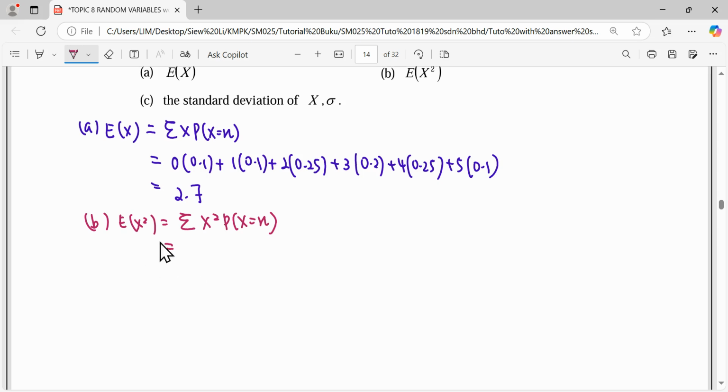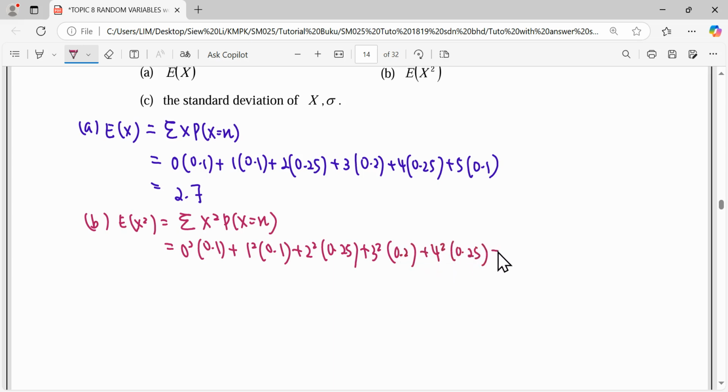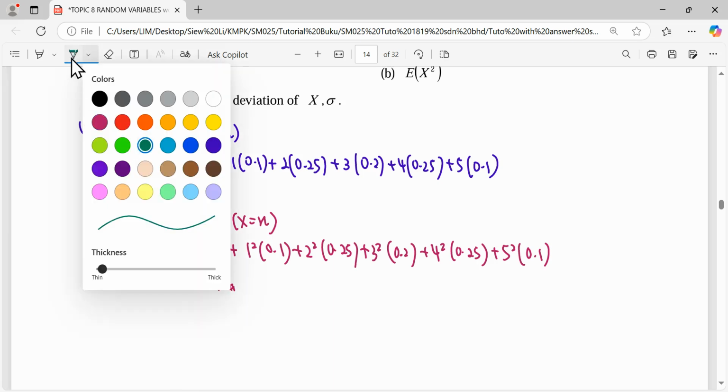So our working will be 0 squared times 0.1, 1 squared times 0.1, and then 2 squared times 0.25, and then 3 squared times 0.2, and then 4 squared times 0.25, and lastly 5 squared times 0.1. So we can use the calculator to help us evaluate this expectation for x squared, which is 9.4. Then we continue to see what they want here.